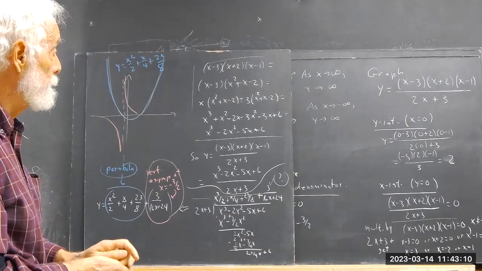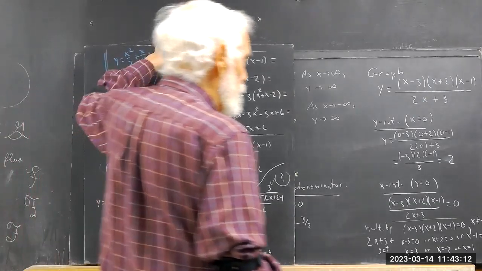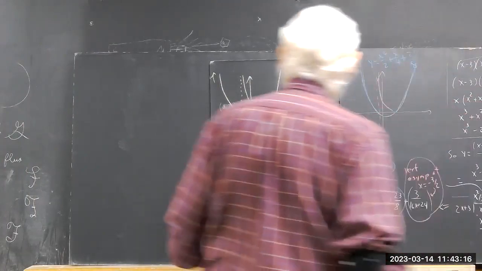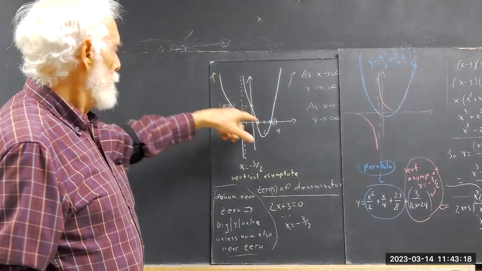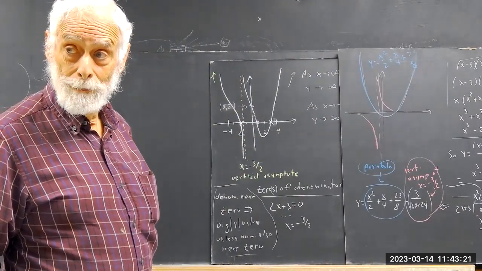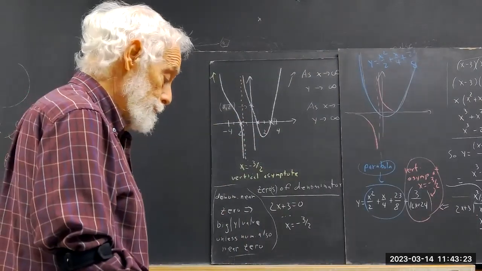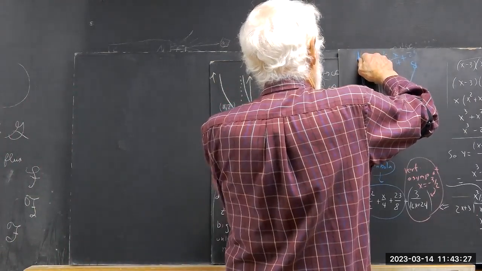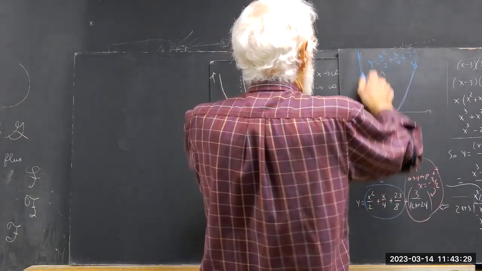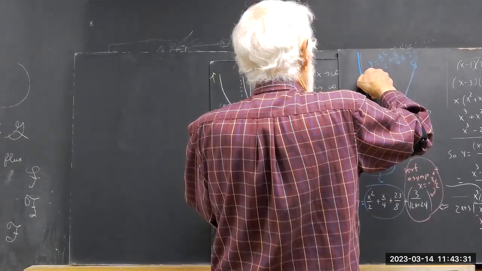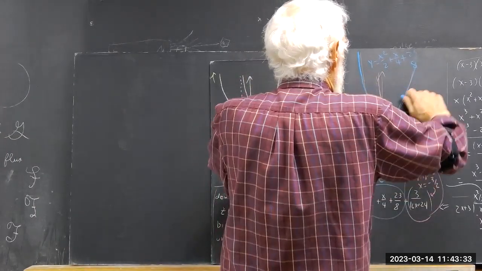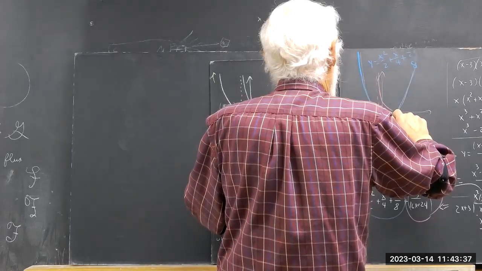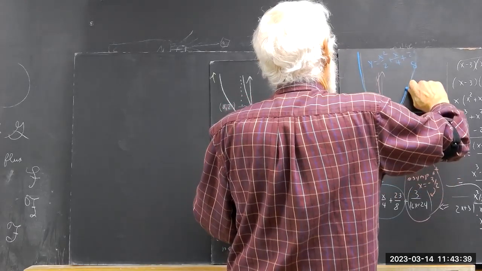Now, when you see what you're going to get might well end up looking like this. When you're out here, the y values down here are small, so this kind of wins. When you're out here, this thing gets real small, so this thing kind of wins.